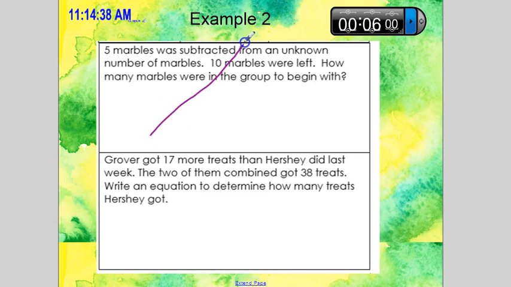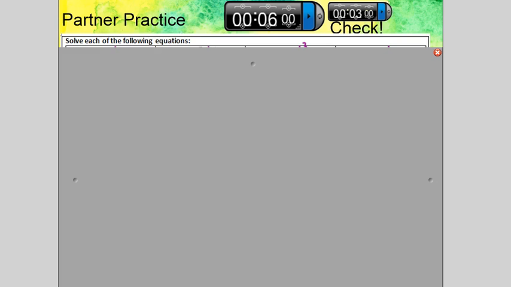You may skip these two examples, and we're going to go straight into the partner practice. For the partner practice, I want you to work with each other to solve the partner practice. When you are done, you may check and I will tell you if it's correct or not.